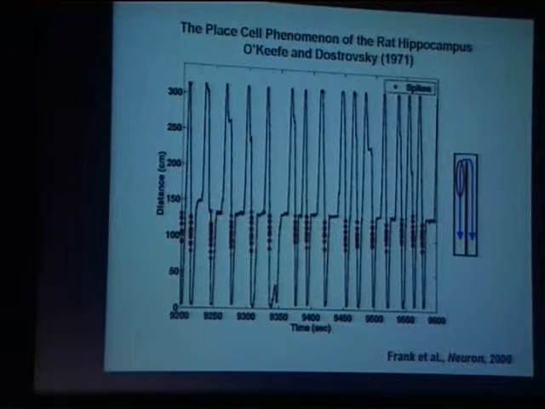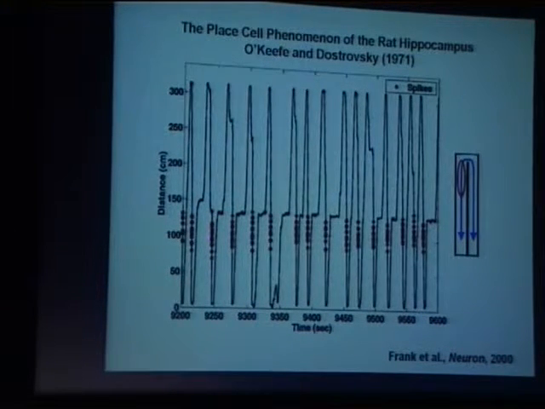And notice, not only is it telling you something about where he is in space, it's also telling you something about which direction he's heading. So this is the place field phenomenon. It was discovered by John O'Keefe, you know, more than 30-some years ago. So this is a model for memory formation in the rats.